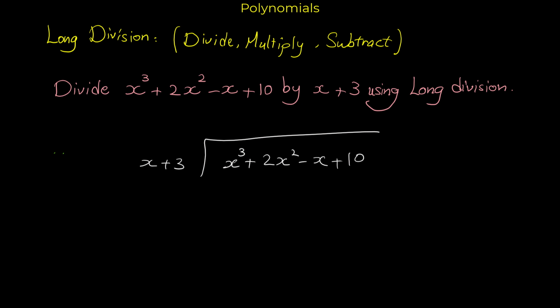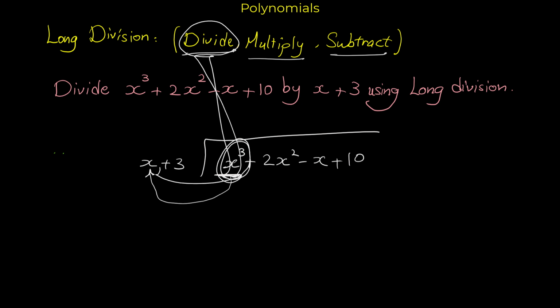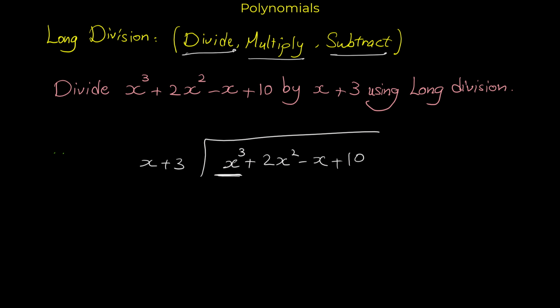When you want to do the long division, the process is this. Divide, then multiply, then subtract. But how? To divide a polynomial by another polynomial, you start from the highest degree of the dividend, and you divide it by the highest degree of the divisor. X to the 3 divided by x is x to the 2.